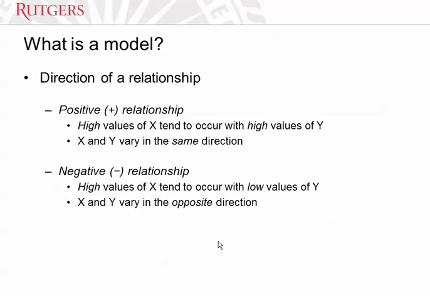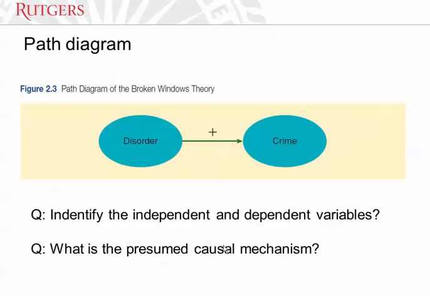So let me just go back to the broken windows theory over here, our basic model from Figure 2.3 in the book. So we identified disorder as the independent variable and crime as the dependent variable. Now, in these kind of path diagrams, the ovals are the variables, right? And the arrow is the relationship. Now, notice though this arrow has a head on it that flows from disorder to crime, so that indicates the causal flow of influence from disorder to crime. So that's the most basic model.